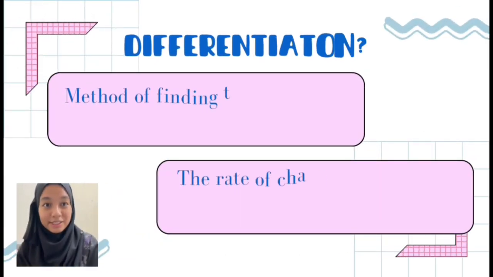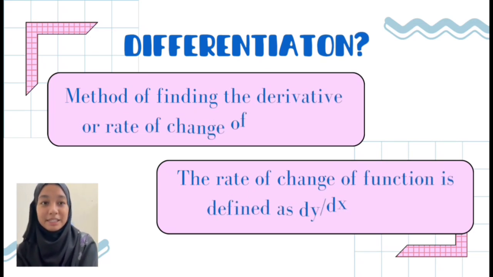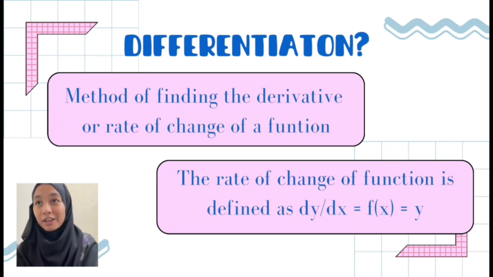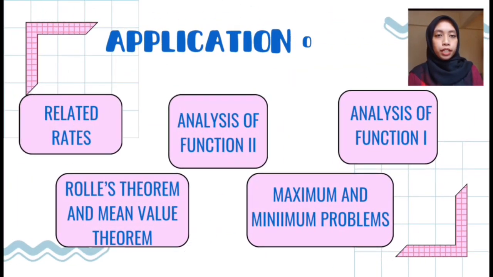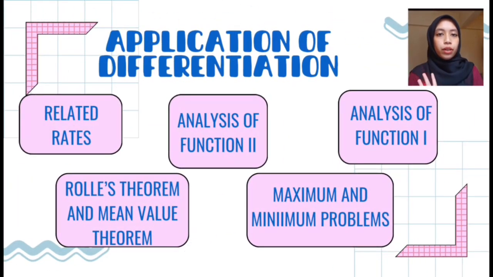What is differentiation? Differentiation is a method of finding the derivative or rate of change of a function. The rate of change of a function is defined as dy/dx = f'(x), where y = f(x). Now, let's move to applications of differentiation. There are 5 applications of differentiation. First is related rates, then analysis of function 1, analysis of function 2, maximum and minimum problems, and the last one is Rolle's theorem and the mean value theorem.